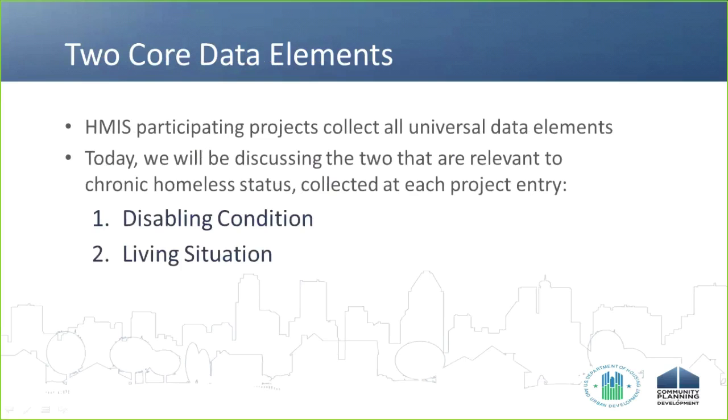There are several data elements that are required by HUD to be collected at every project participating in the HMIS. These are the universal data elements. Some are collected once for each client and carried through the system, while others are collected at each project entry. However, only two of those are relevant for determining a client's chronic homeless status for reporting purposes. These elements are disabling condition and living situation. This presentation will be an in-depth review of each of these elements and their subparts, for which I'm going to turn it over to Abby to walk us through.